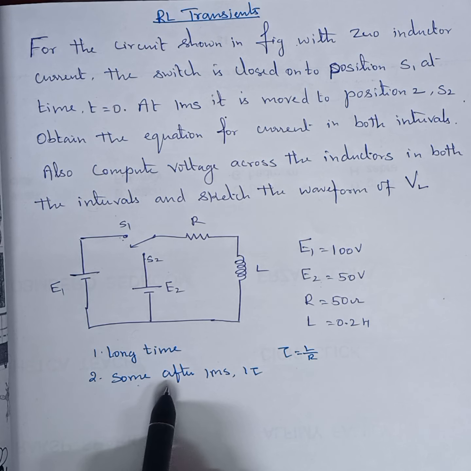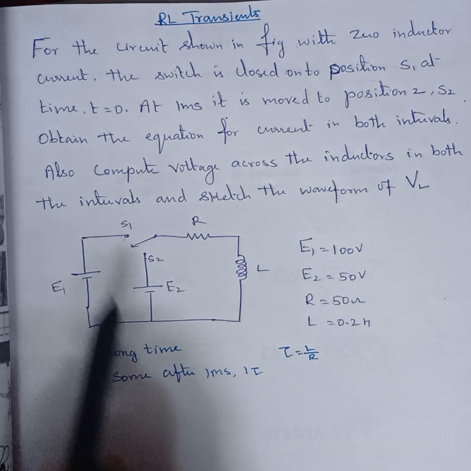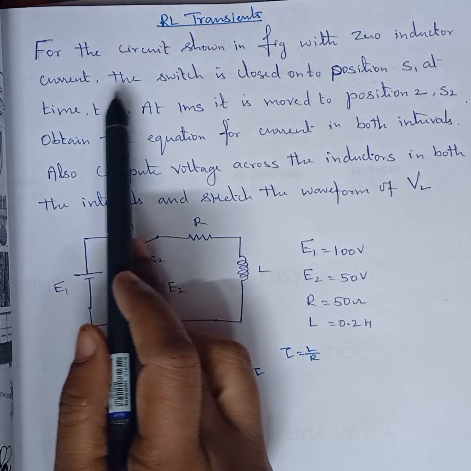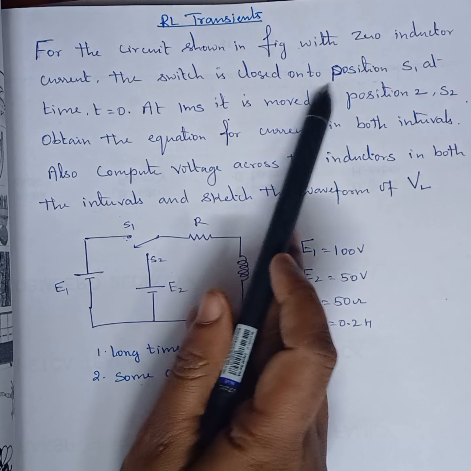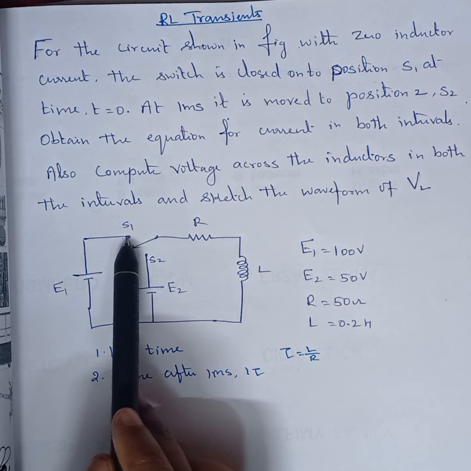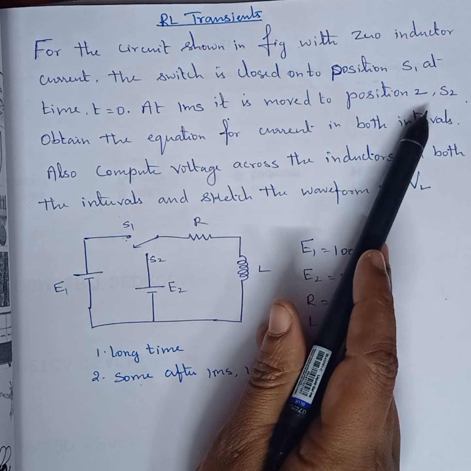Sometimes after 1 millisecond. Correct? See the question: for the circuit shown in the figure, with zero inductor current, the switch is closed on to position S1. So when it is at S1, the initial current is 0. Correct? At 1 millisecond it is moved to position 2.